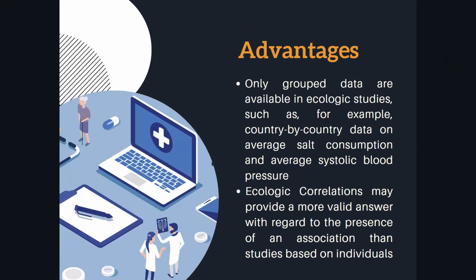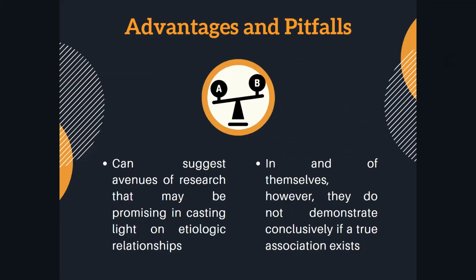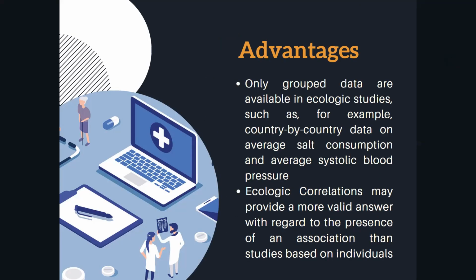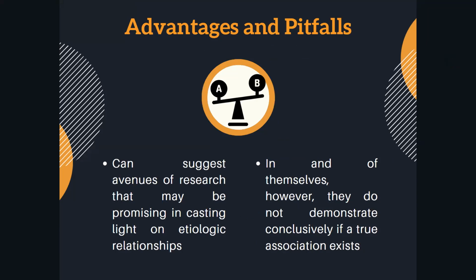A very important advantage of ecological studies is that it is the only study in which the group data is available, such as, for example, country by country data on average salt consumption and average systolic blood pressure. Ecologic correlations may provide a more valid answer with regard to the presence of an association than studies based on individuals. It can suggest avenues of research that may be promising in casting light on ecological relationships, but in and of themselves, they do not demonstrate conclusively if a true association exists.